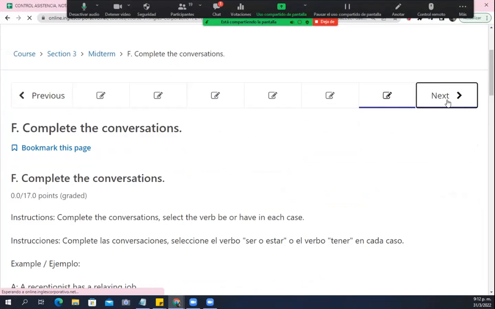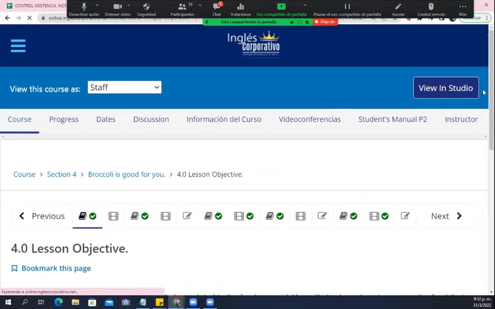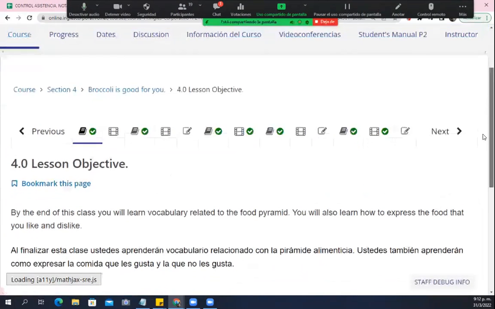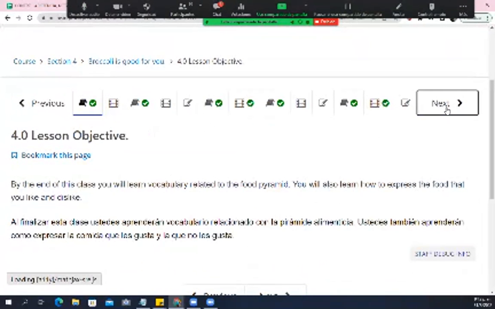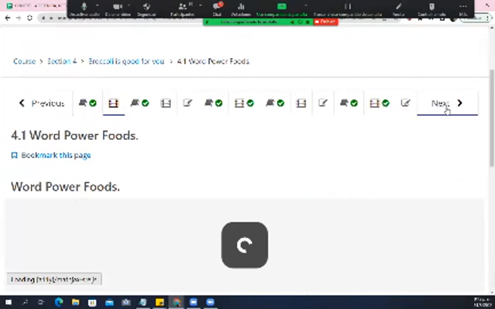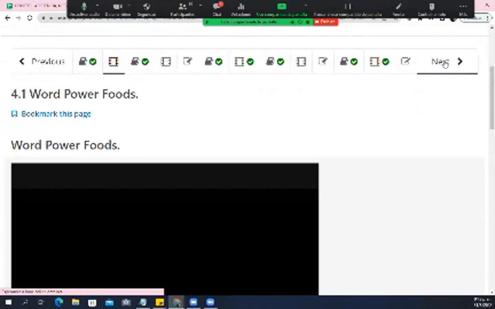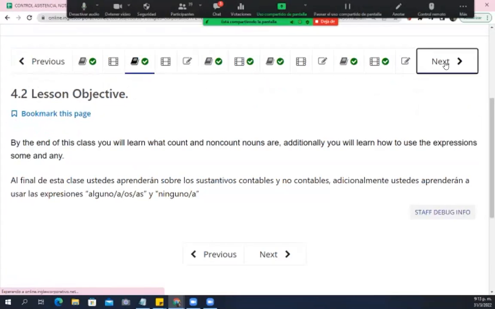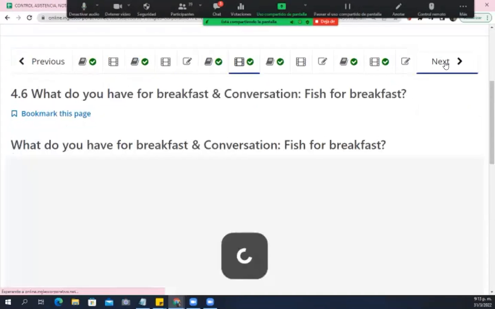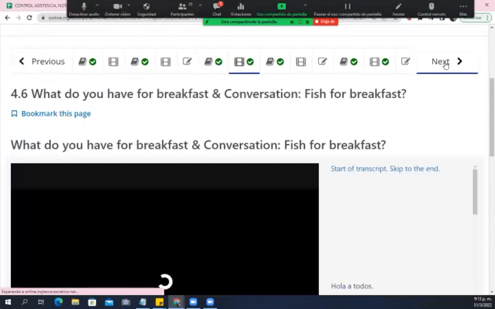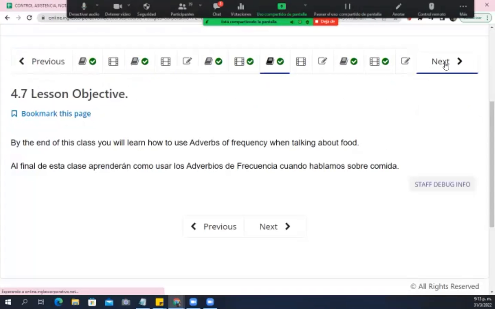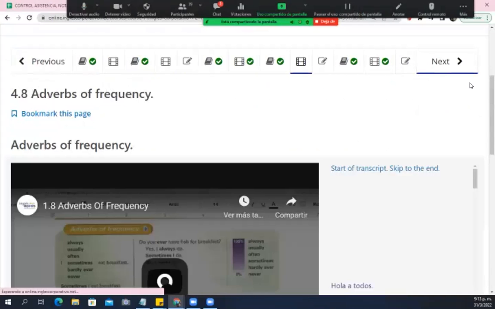Ahí está, guys. Platform information, please complete this platform. Vamos a esperar a que cargue esto. One second. Bueno, se me volvió a mover. Oh my goodness. Sorry about that, guys. Technical issues. I think my internet connection is the problem, but we're going to fix that. Okay.